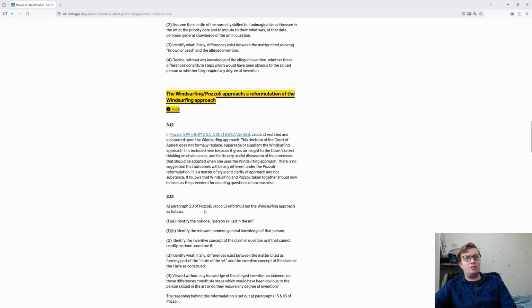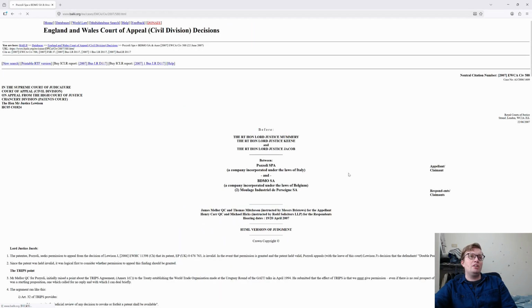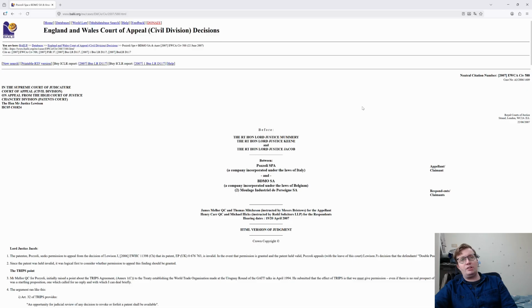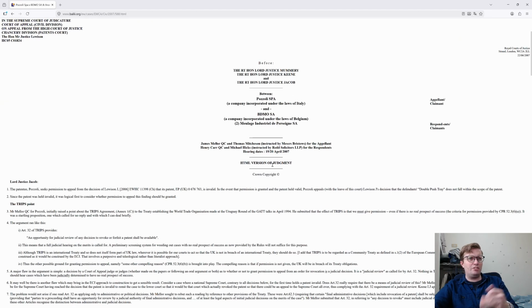So let's take a look at an example of this. We'll actually look at Pozzoli, because I think it's important to look at an actual case, and the easiest ones to look at are these cases. Once we've done that, we will take a look at the European EPO approach, and then we'll have a quick look at how the Americans do it, because the Americans are slightly different, right? So let's take a look.